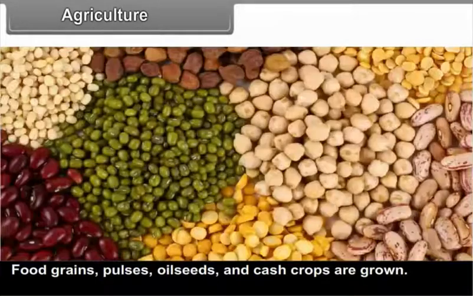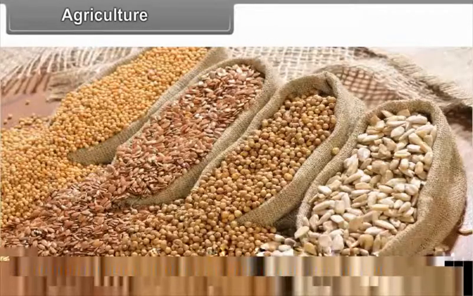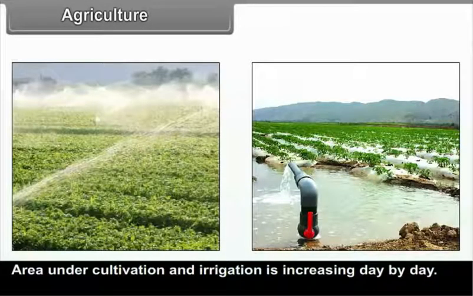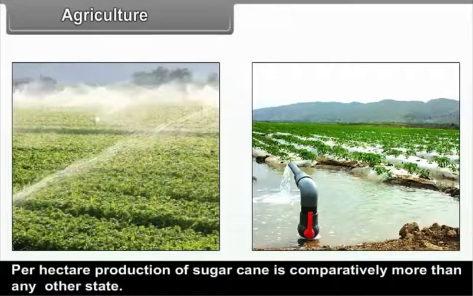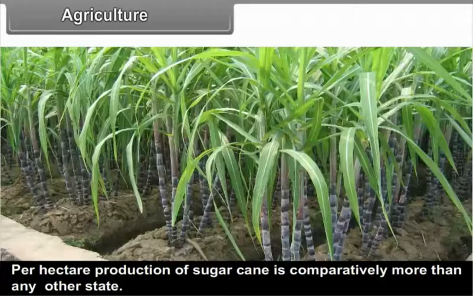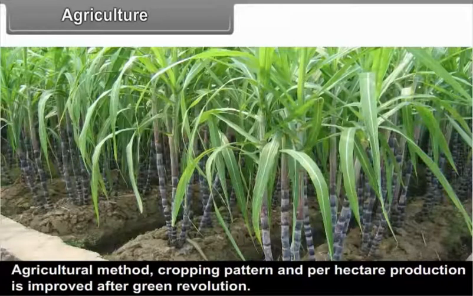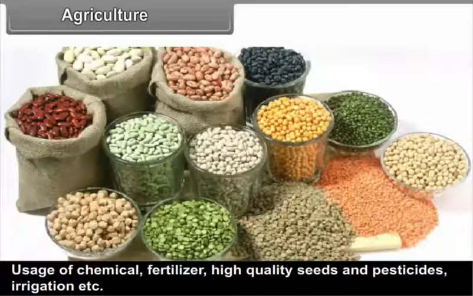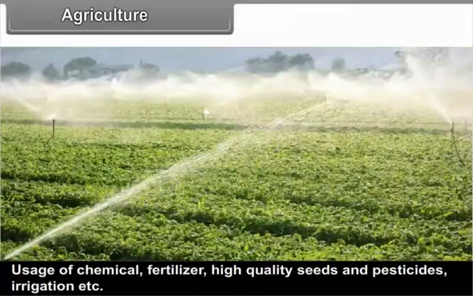Food grains, pulses, oil seeds and cash crops are grown. Area under cultivation and irrigation is increasing day by day. Per hectare production of sugarcane is comparatively more than any other state. Agricultural method, cropping pattern and per hectare production improved after the Green Revolution. Usage of chemical fertilizer, high quality seeds, pesticides, irrigation, etc.